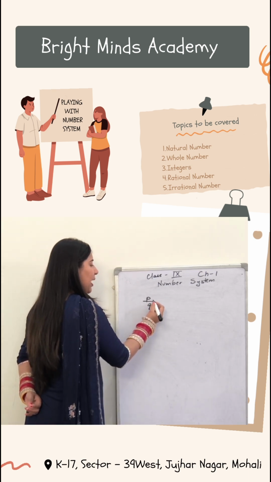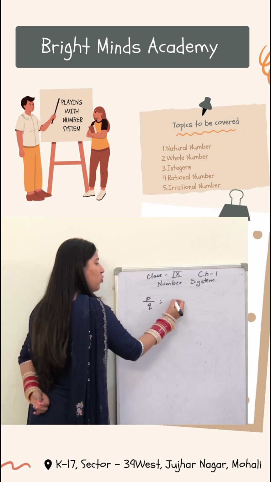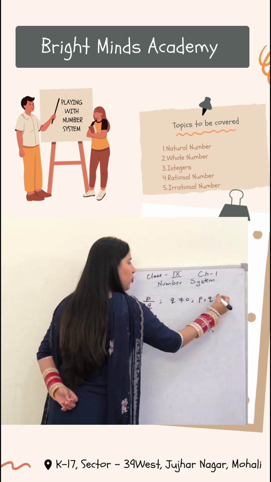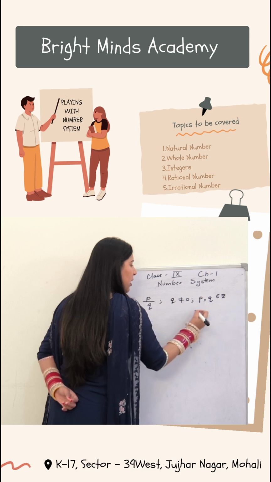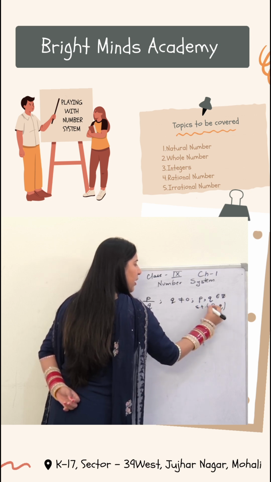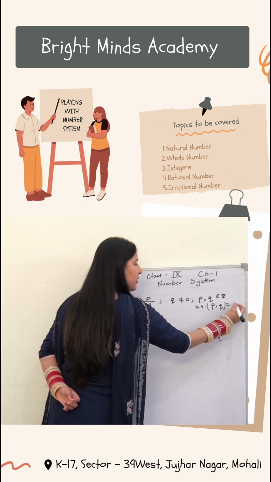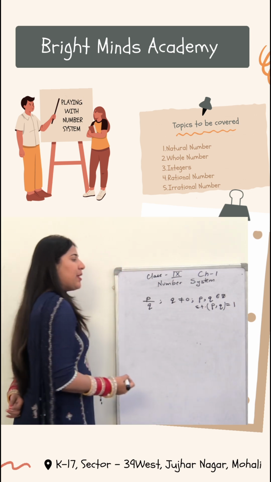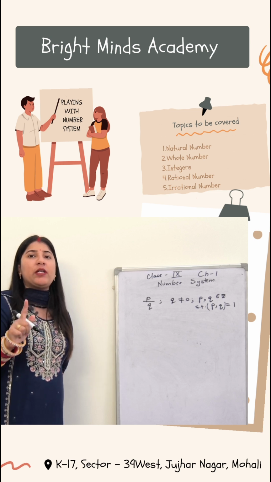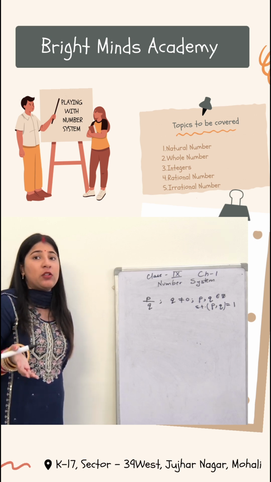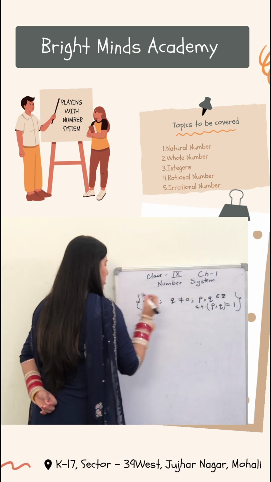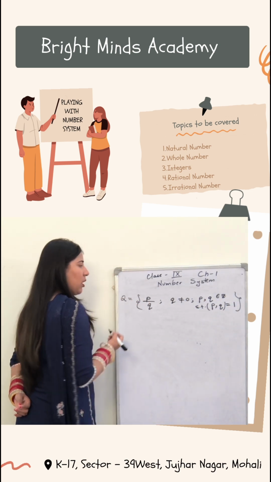So a number that is in the form of p by q, q is not equal to 0, p and q belong to integers such that p and q have an HCF of 1. Basically p and q are co-prime, because numbers which have 1 as their GCD or HCF are co-prime. Such category numbers are your rational numbers.